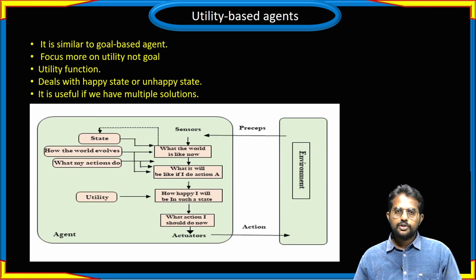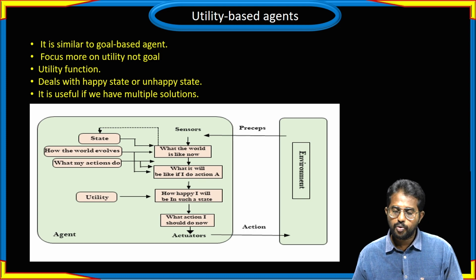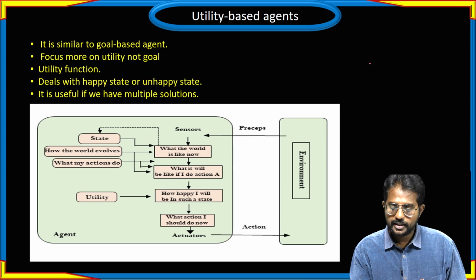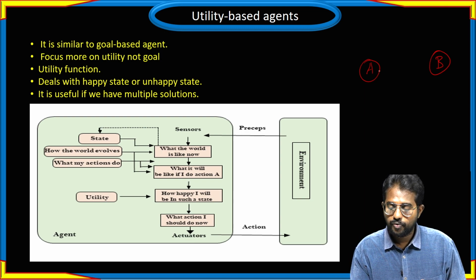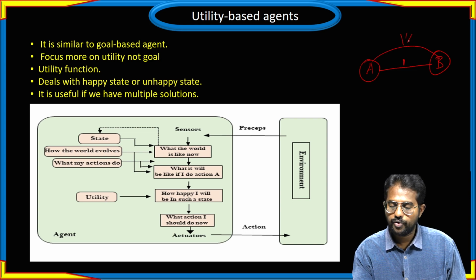So the next agent is the utility based agent. This utility based agent is similar to the goal based agent. Here, this agent will do actions based on how happy that particular agent is. In the example we took in our last example, I have to go from A to B, where A is Narsapur and B is Hyderabad. One route will take 1 hour, another route will take 1.5 hours, and another route will take 2 hours.